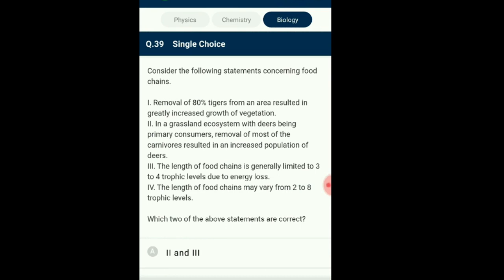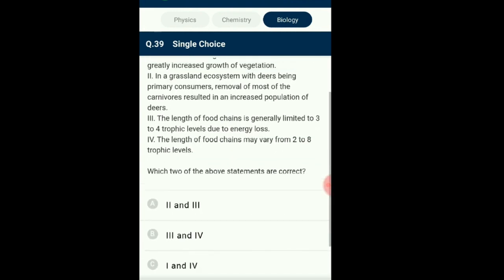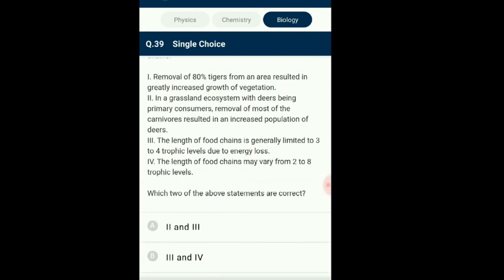Question number 39. Consider the following statements concerning food chains. From the given four statements, which two of the above statements are correct? The series of organisms eating one and being eaten by another is called a food chain. A simple food chain consists of producers, herbivores, and carnivores. The length of a food chain is generally limited to 3 to 4 trophic levels due to energy loss.